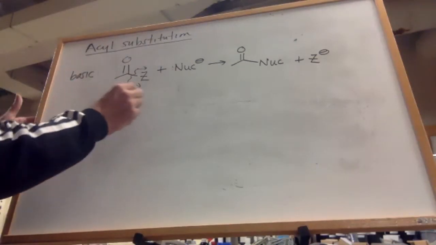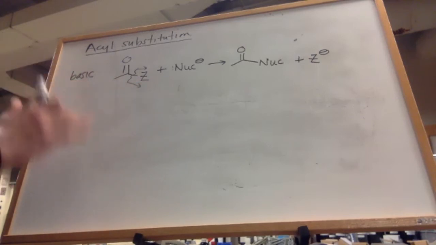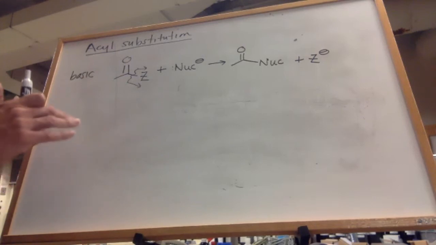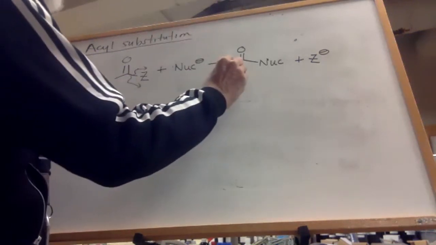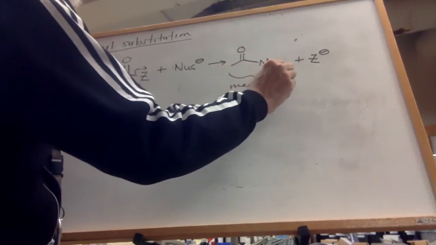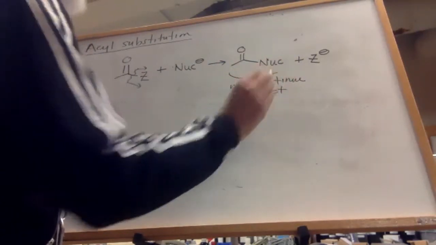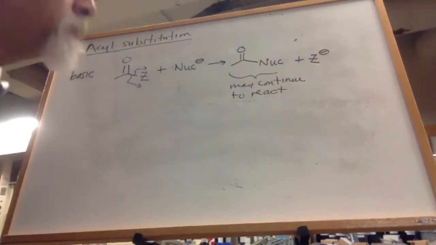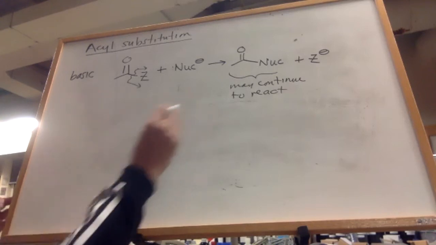Okay, one of the things that makes acyl substitution under basic conditions more complicated than acyl substitution under acidic conditions is that many, many times this guy may continue to react, but it's not going to be another acyl substitution. It's going to be some other kind of reaction, and it's frequently very challenging to identify what that second reaction is going to be. Okay, so just to finish up, let's look at a concrete example.